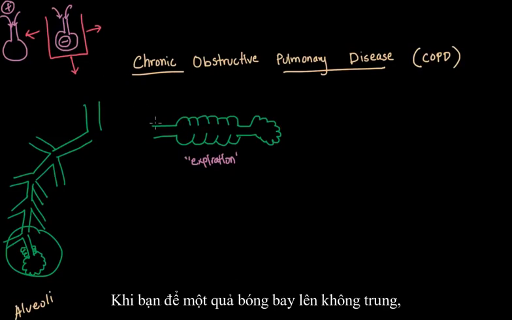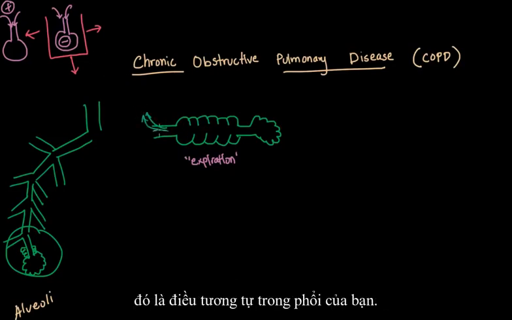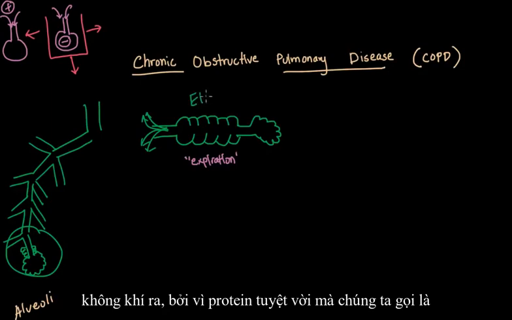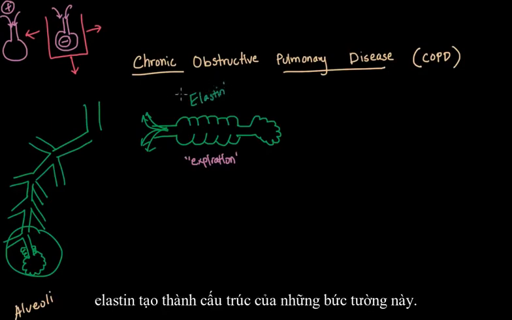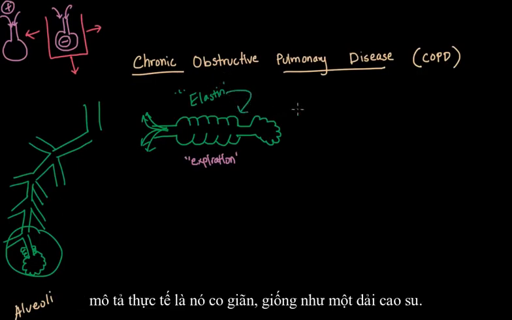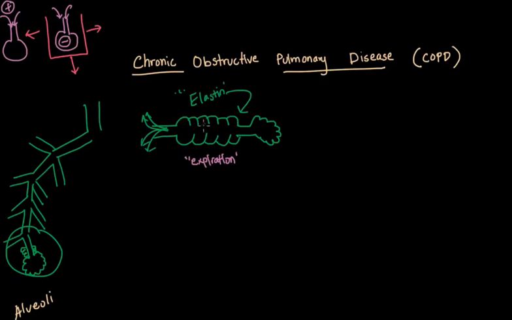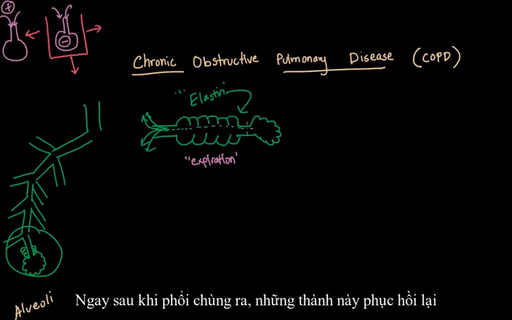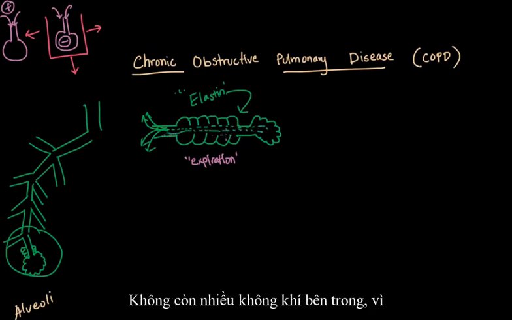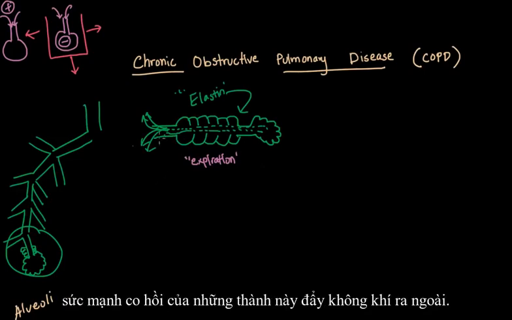Because when you let a balloon go, the air just rushes right out, and it's the same thing in your lungs. So as soon as you relax, the walls of this airway push the air out because of a wonderful protein that we call elastin that makes up the structure of these walls. Now, whoever named this really thought it through because elastin describes the fact that it's elastic, like a rubber band. So as soon as the lungs relax, these walls snap back to their regular size, kind of like this. Not very much air inside at all, because the recoil strength of these walls pushes the air out.